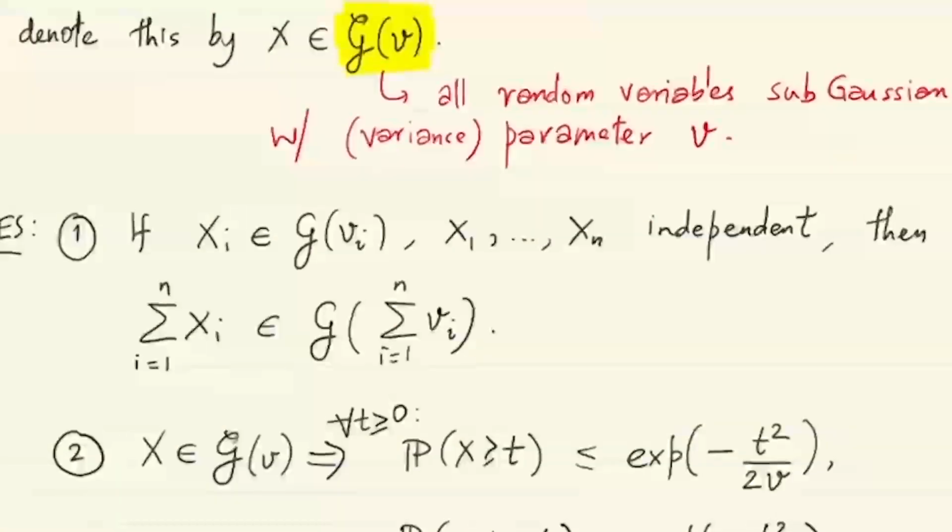Moving on, there are a couple of remarks about this definition of sub-Gaussianity. It's easy to check that if you have independent random variables x_i, and each of them is sub-Gaussian with an appropriate variance parameter v_i, then their sum is also sub-Gaussian, where the sub-Gaussianity parameter of the sum is simply the sum of the sub-Gaussianity parameters of each random variable.